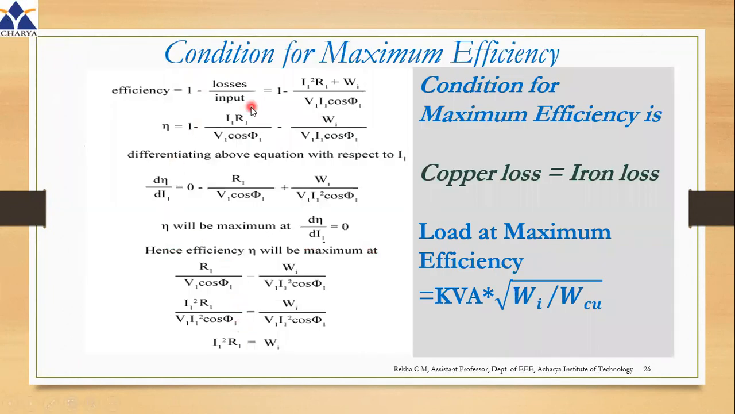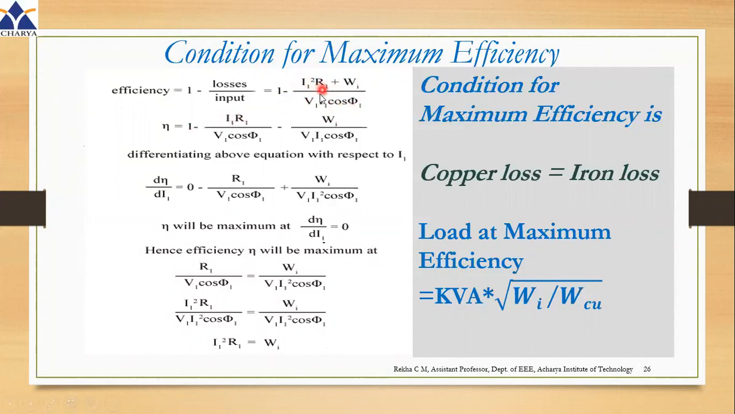So let us now derive an expression for the condition for maximum efficiency. So we know that efficiency is expressed as 1 minus losses by input. So losses is nothing but copper loss and iron loss. So copper loss is I1 square R1. We know that I square R loss is nothing but copper loss. Since here we have referred all the parameters towards primary, that is why I have taken I1 square R1. So input will be V1 I1 cos phi 1 because towards primary.